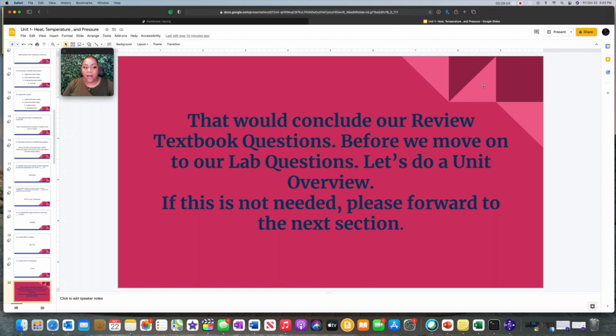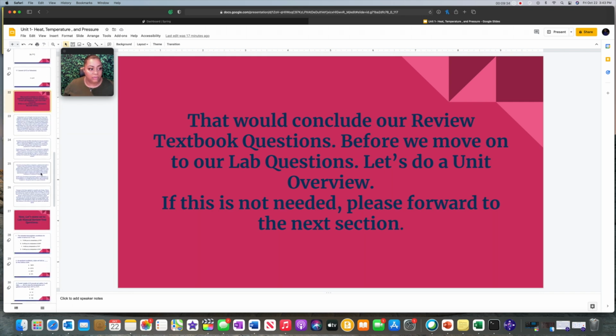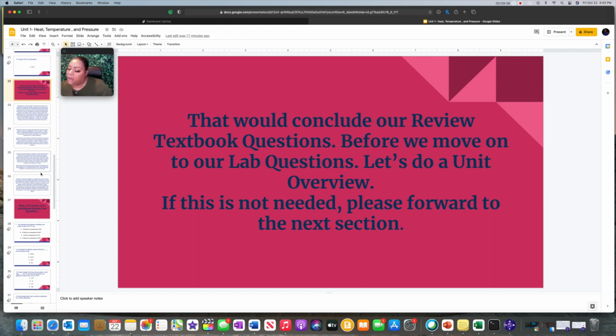But let's move on to our lab questions. But before we do that, I'm going to do a unit overview. I'm basically just going to give you a small summary of what Unit 1 talks about, and then once we finish that, we'll do the lab questions. If you don't need this section, just go ahead and move on. But I hope this part will be helpful to all of my students who need this information. I'll drop some notes so you'll see it as well.